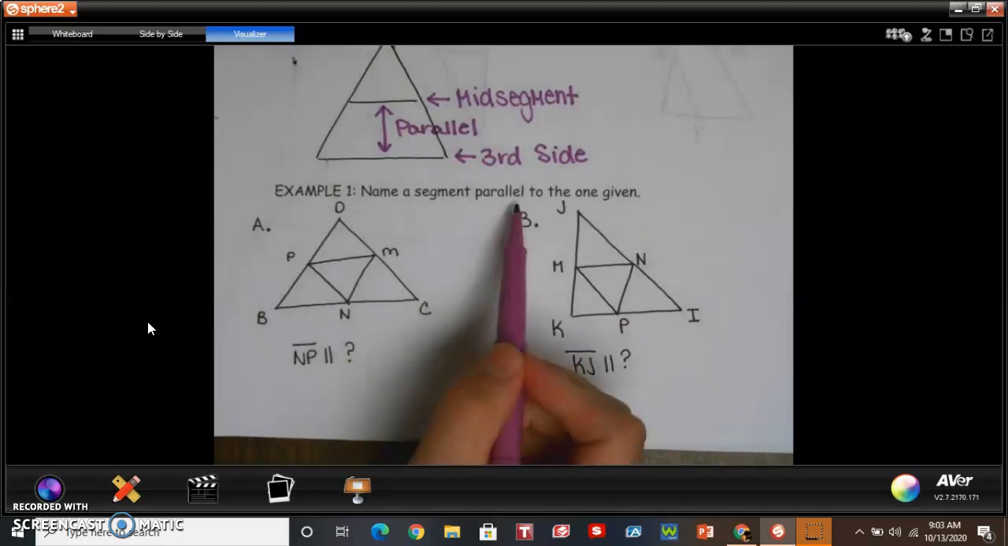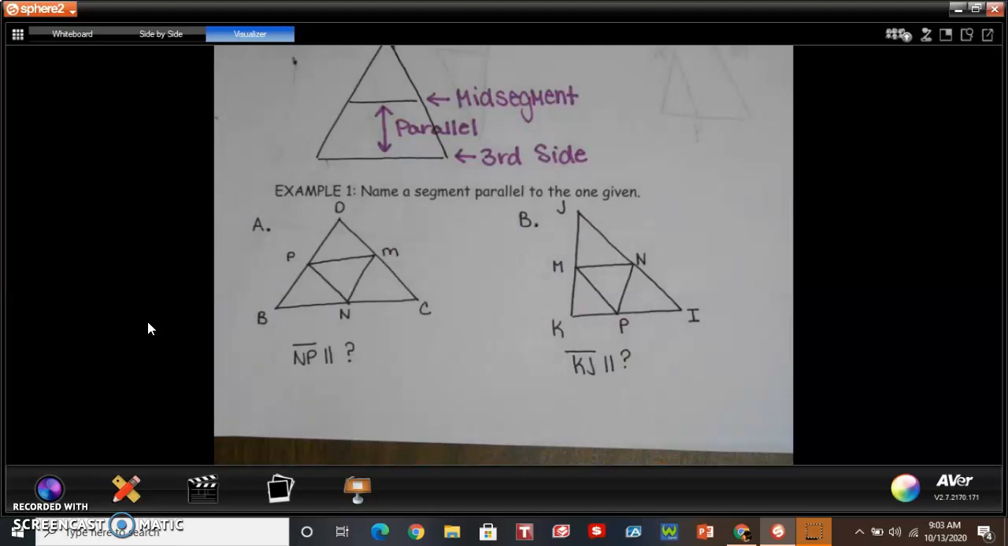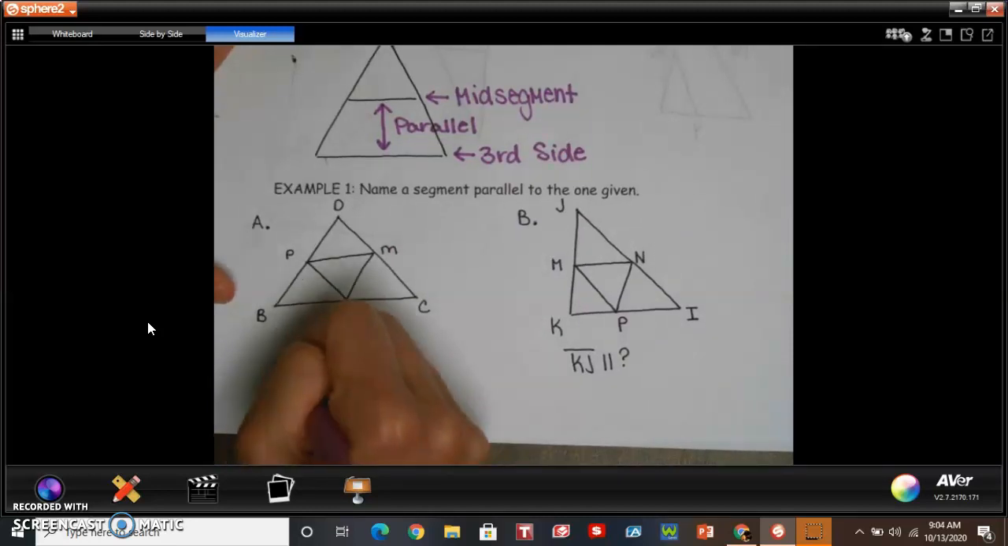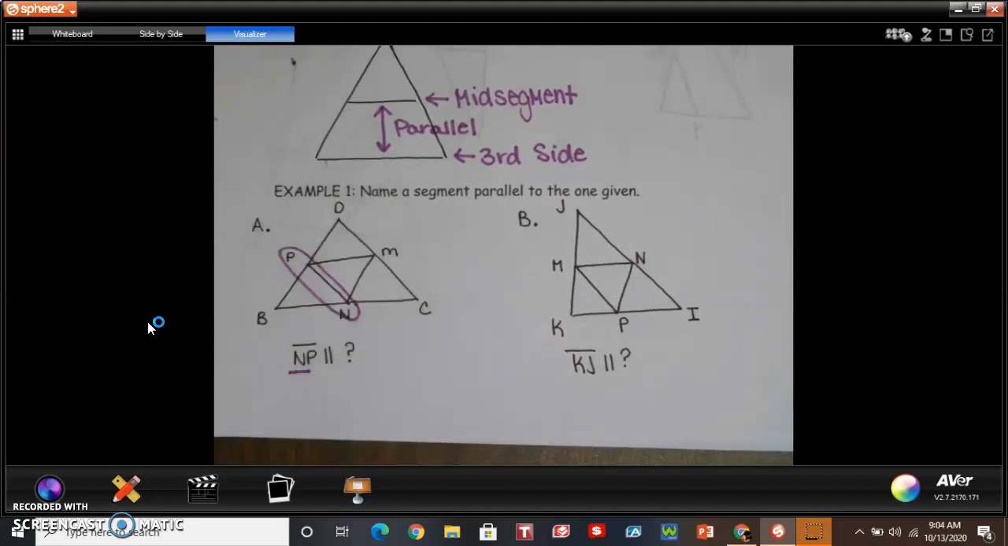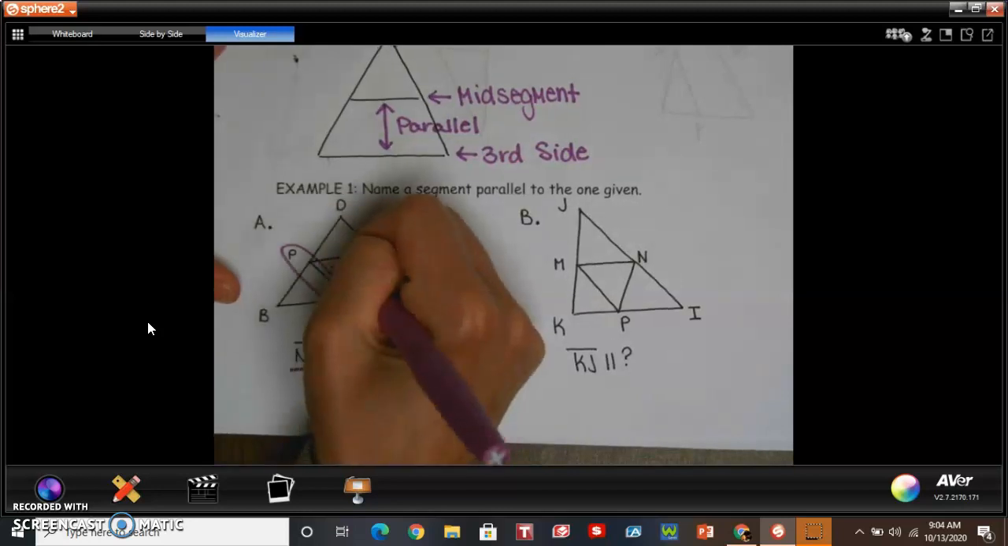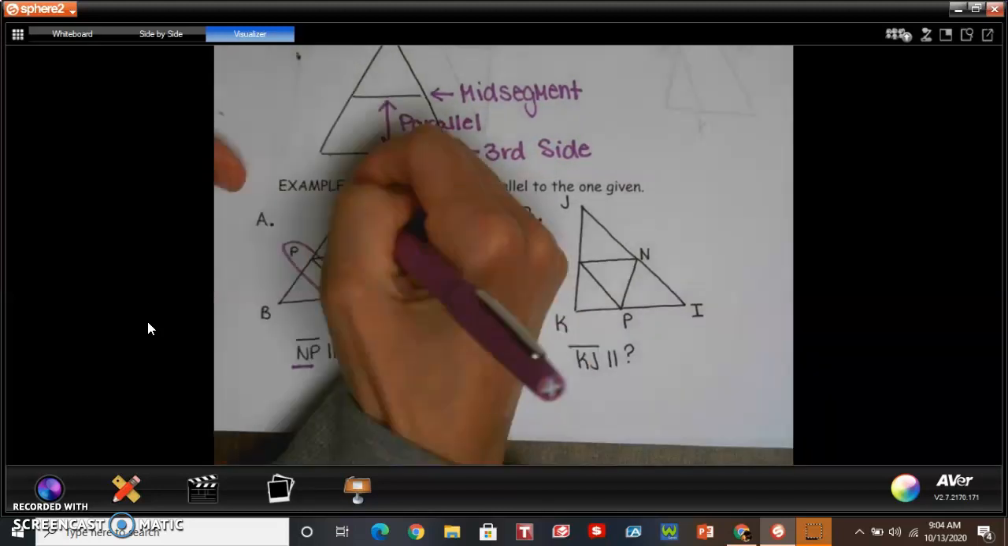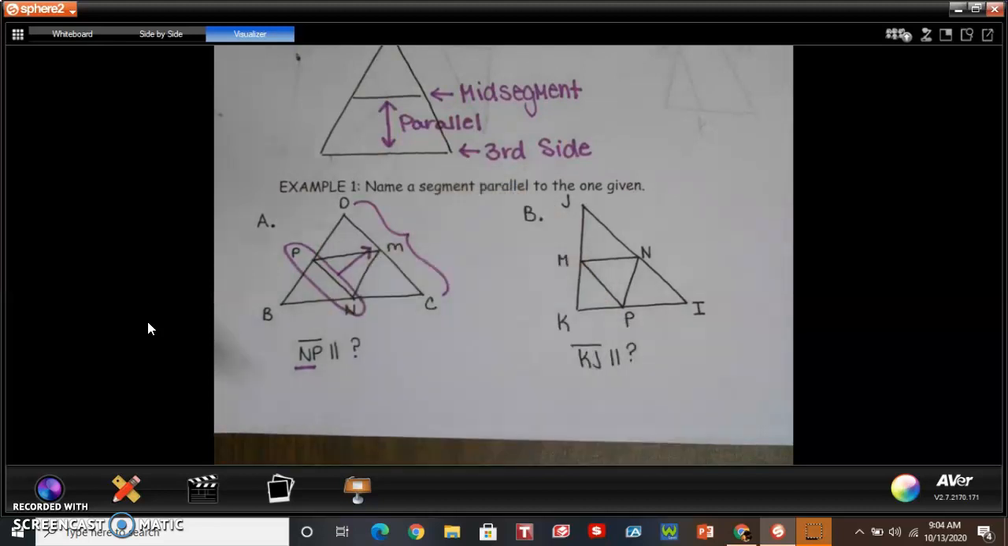Name the segment that is parallel to the given one. So our first segment is NP. So here is NP. Now what you want to do to be able to find what segment is across from it, that's parallel, is I always draw an arrow away from it. So this right here will be our parallel segment, parallel to NP.